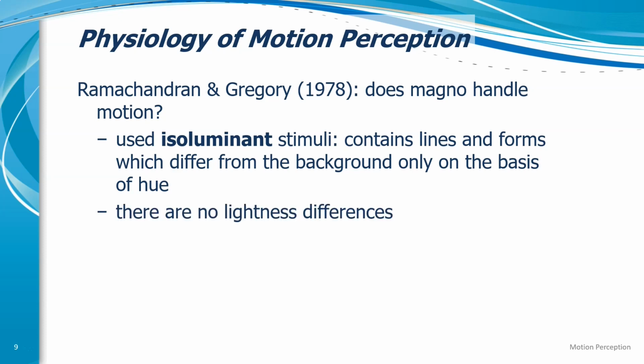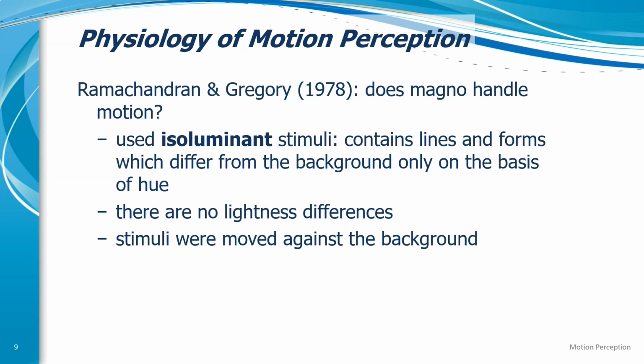So there are no differences in lightness within these stimuli, but they do differ in terms of hue, that is, wavelength. Now, if you show someone these stimuli and ask them what they see, they'll tell you, I see lines or stripes or whatever. But then you start the stimuli moving.